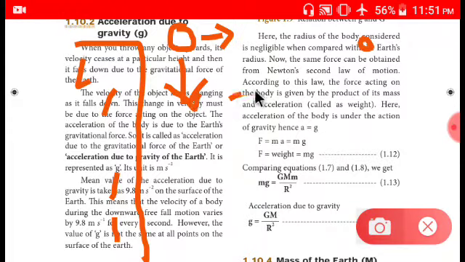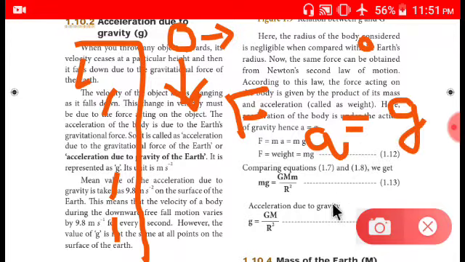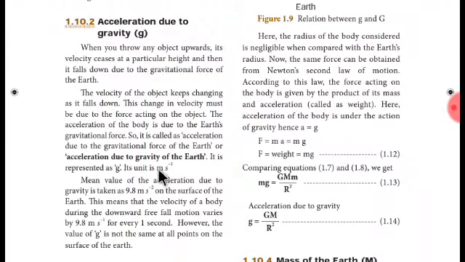Since the earth is going to give the force to the ball, it is going to change the speed. So there is some acceleration given to the ball, right? That acceleration given to the ball is called acceleration due to gravity, and its value is something like 9.8 meters per second square. That's all. So it is called acceleration due to gravitational force of the earth, or acceleration due to gravity of the earth. It is represented as small g.